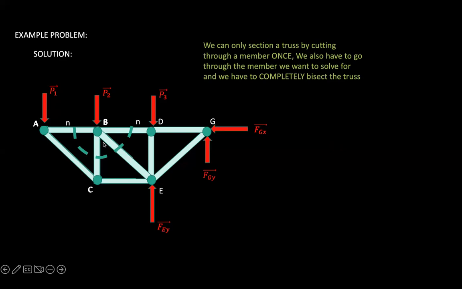What is not a possible cut will be this one. A cut we cannot do because look, we missed out on bisecting this member over here. Like we just went over here. So this does not completely bisect the truss. So this will not be a possible cut.